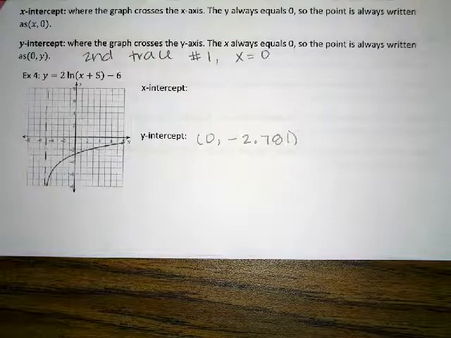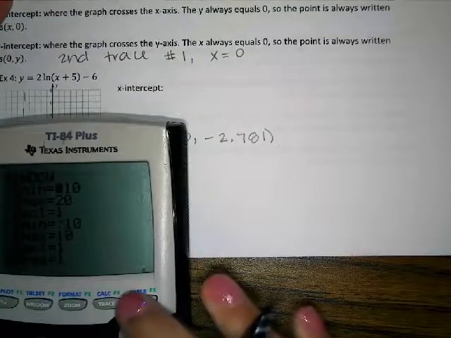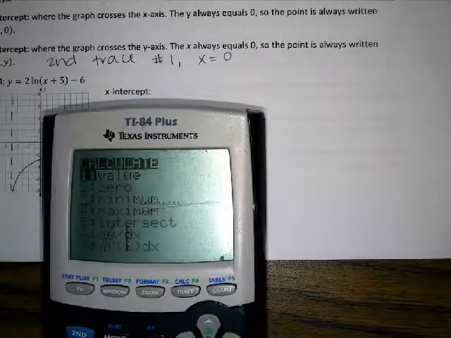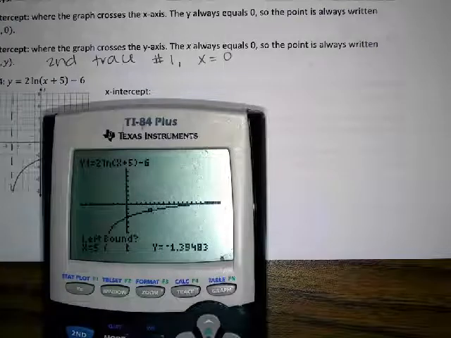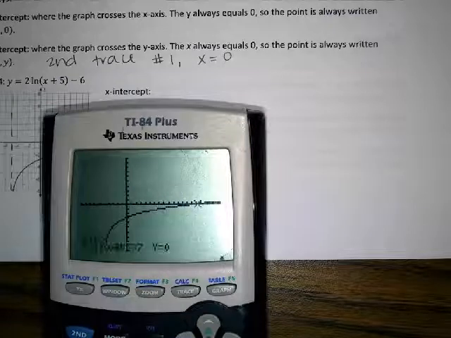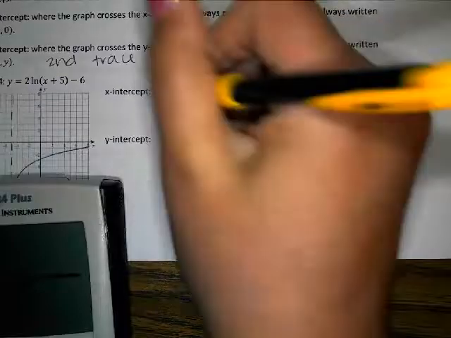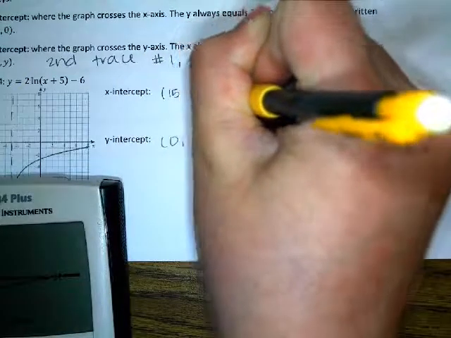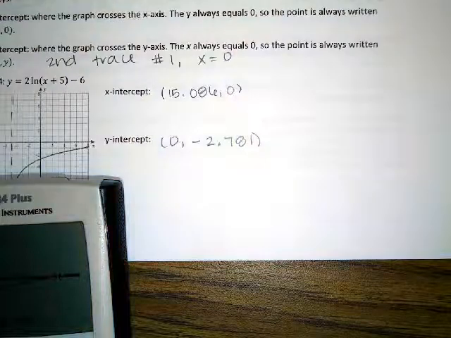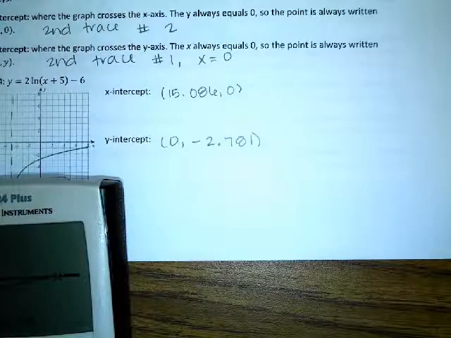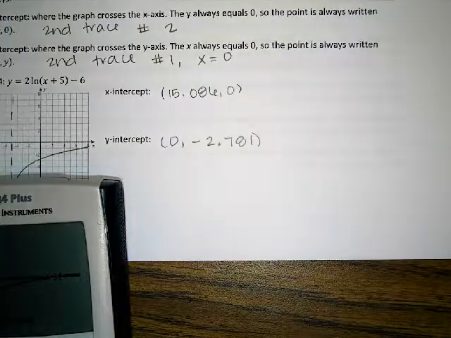Okay, so if we want to find our x-intercept, what should we do? Second trace, number 2. 0 to 20 would work great. Okay, perfect. So it's 15.086. And to find the x-intercept, we did second trace, number 2. Are we good?